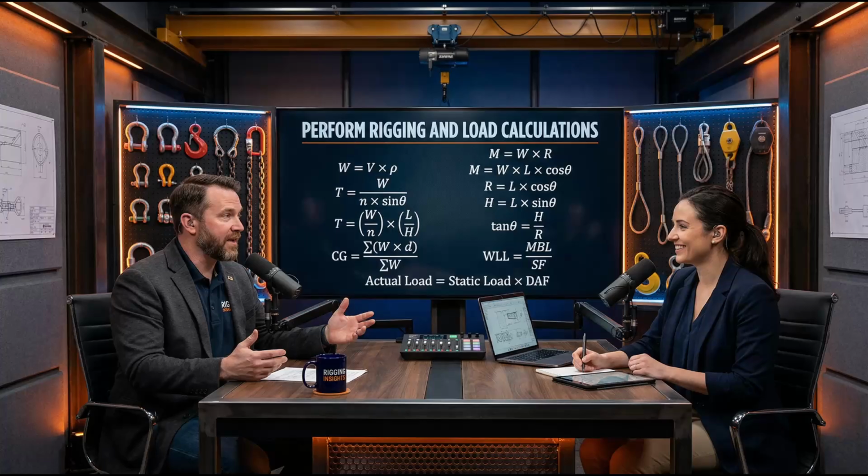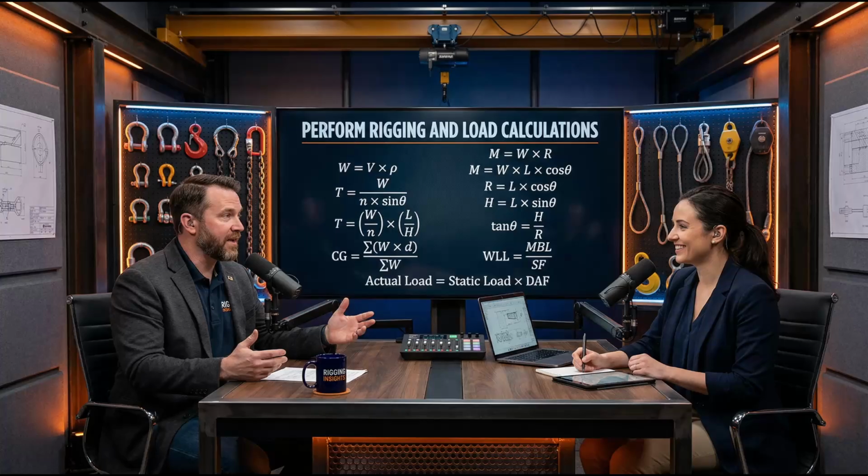And the NIOSH equation is used by safety professionals to assess the risks of manual lifts performed by human workers. Like just picking up a box. Right. And what is truly remarkable is that it applies the exact same mathematical rigor, the exact same geometric principles we use for a 200-ton crane to protect the human spine. It calculates the recommended weight limit, or RWL, for a person picking up an object.